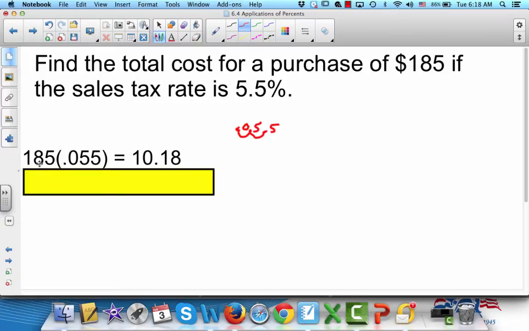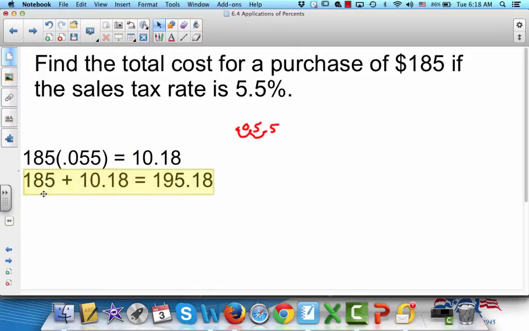So we go $185 times 0.055, and we get $10.18. Now what do you do with the $10.18? You add that to the original purchase price of $185 and you get $195.18. Did you get that?